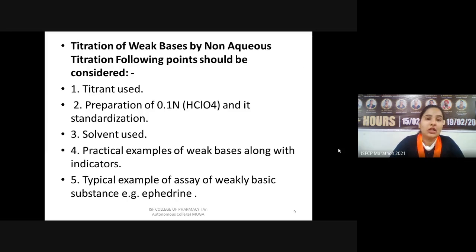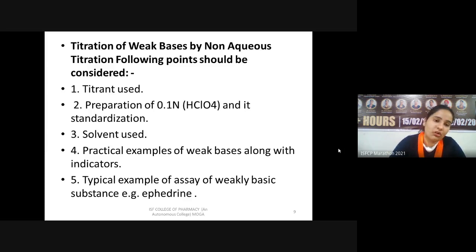Now, the titration of a weak base by non-aqueous titration. In the titration of a weak base by non-aqueous titration, we have to consider a few points. First is the titrant used. What is the titrant which we are using? For the estimation of a weak base, the titrant used in acidimetry will be a protogenic solvent which has acidic character. The titrant used can be perchloric acid.